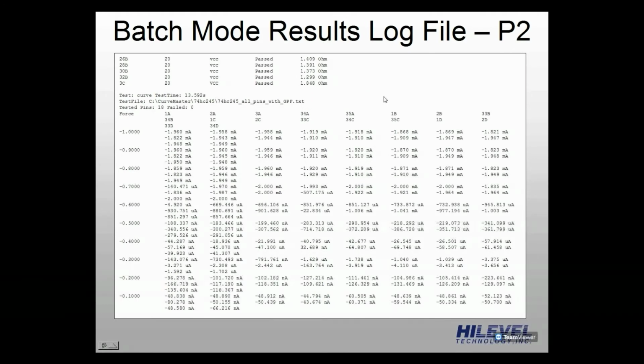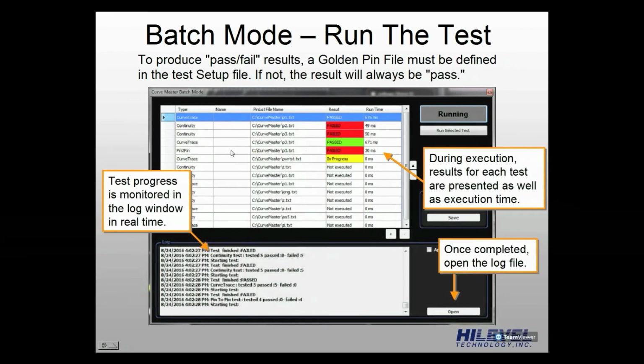But how do we know this test actually passed? We know because for this test, we defined a golden pin file. In batch mode, we first run a curve trace, then compare the results to those of a golden device using the golden pin file. If the results are within the accepted variance, it will pass. If it's outside the variance, it will fail.